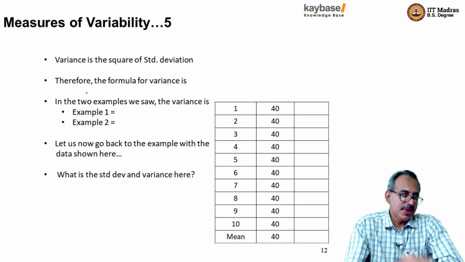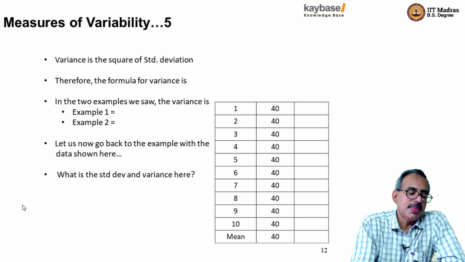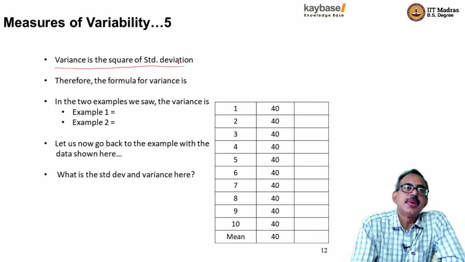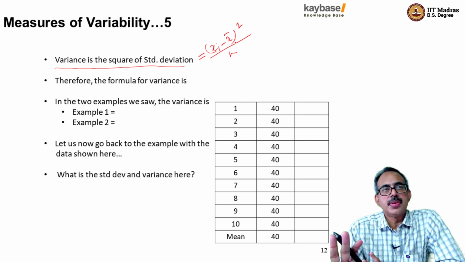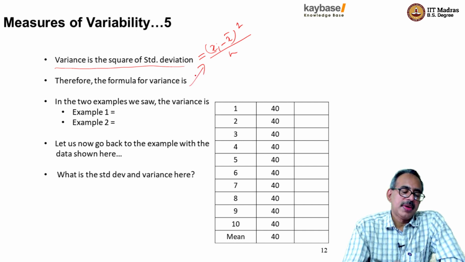Now, there is something called variance. Variance is nothing but the square of standard deviation. So variance is simply equal to the sum of (xi minus x bar) the whole square divided by n. That's all it is. Okay? Got the formula here.